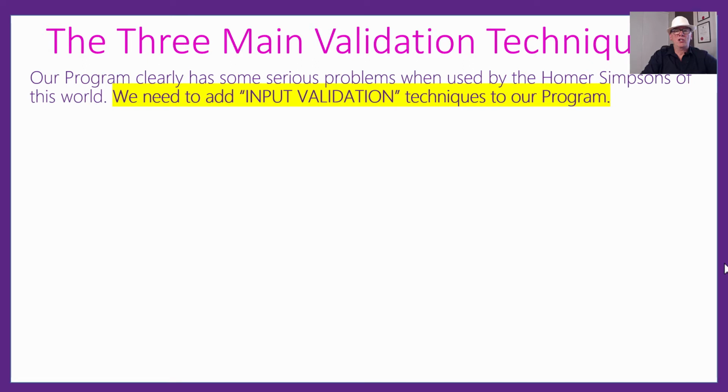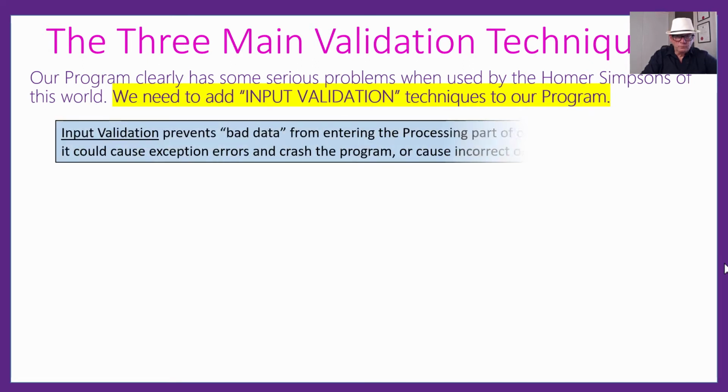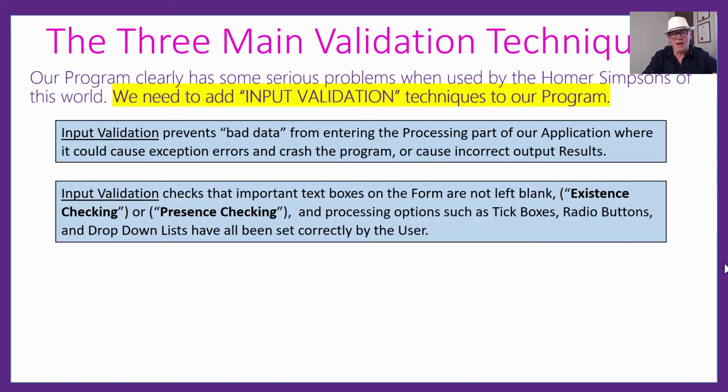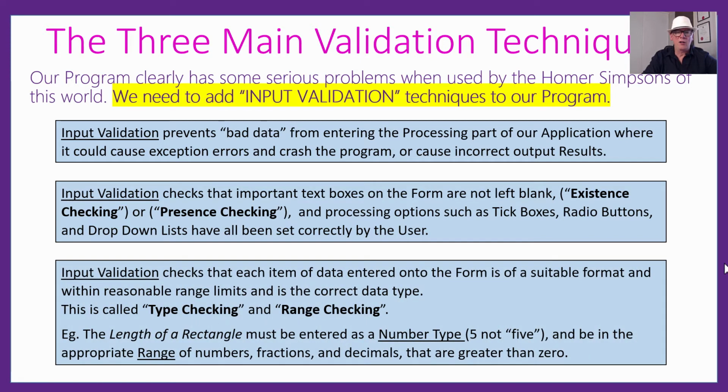Right, the three main validation techniques. Input validation is about preventing bad data that's going to crash the program or cause bad results to come out. There's presence checking, making sure things aren't empty, making sure they've clicked on tick boxes, radio buttons, selected something from a drop-down list and not left it all blank. There's also type checking and range checking.